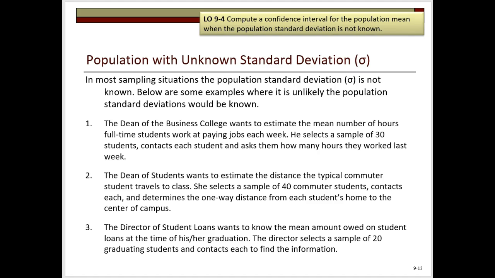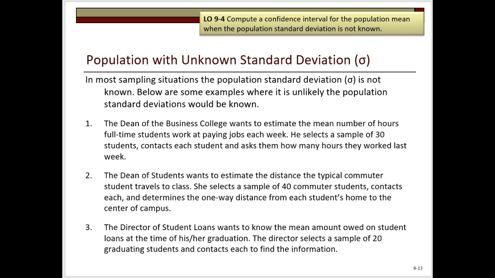In the previous slides, we demonstrated an example of how to compute confidence interval estimates for the mean of a population whose standard deviation is known. But in most sampling situations, the population standard deviation is not known. Here are some examples where it is unlikely the population standard deviations would be known.